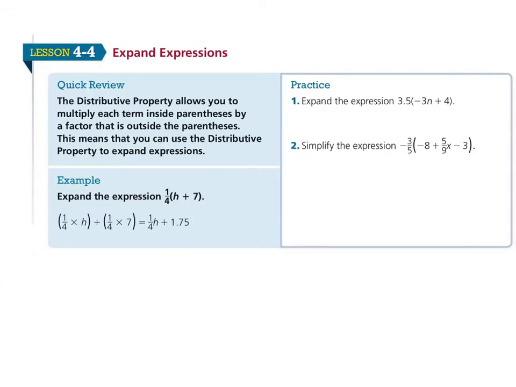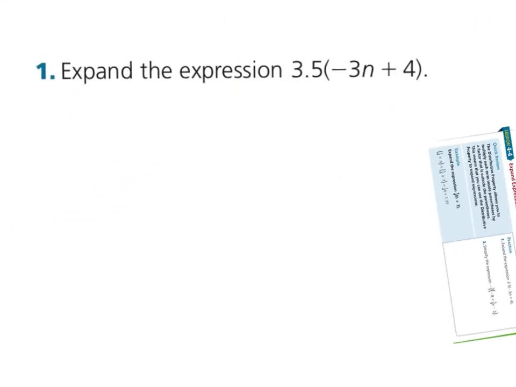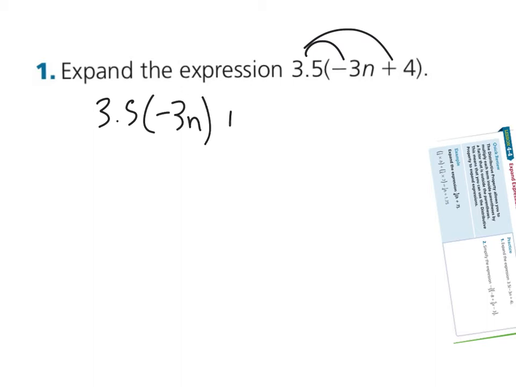Lesson 4.4 talks about expanding expressions and simplifying expressions. This has to do with using the distributive property. So if we look at number 1, it says expand this expression. So we're going to distribute here. So we're going to do 3.5 times negative 3n plus 3.5 times 4.